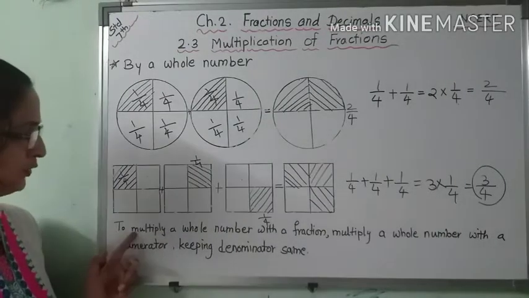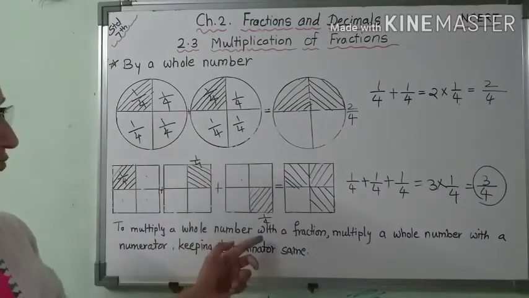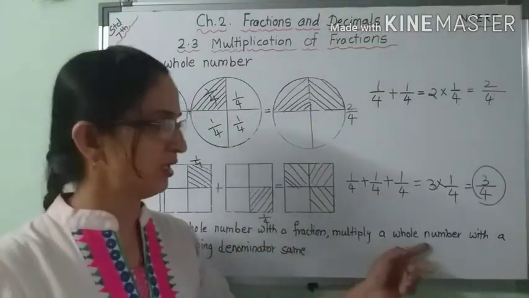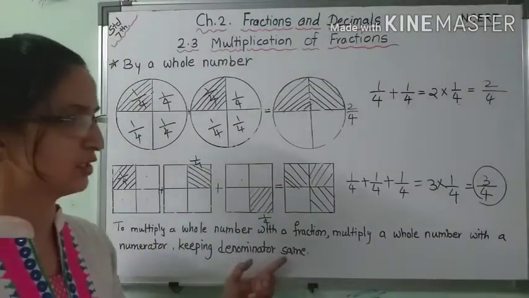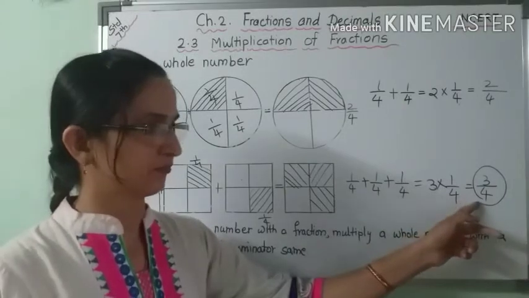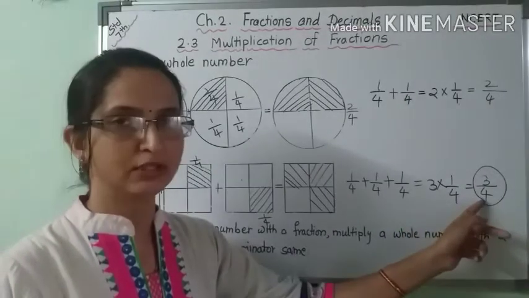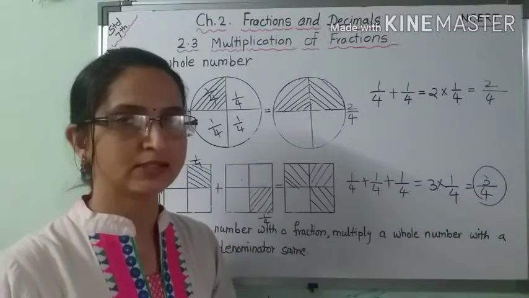Thus, to multiply a whole number with a fraction, multiply the whole number with the numerator keeping the denominator same. We have kept that denominator same. Is that clear?